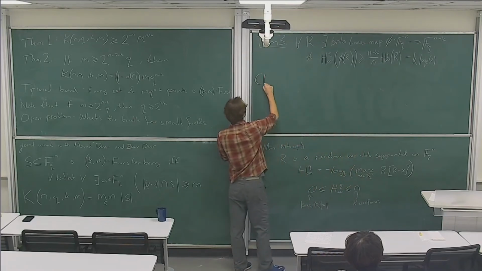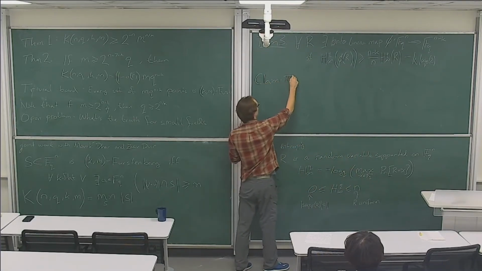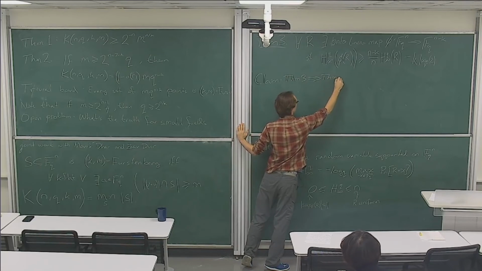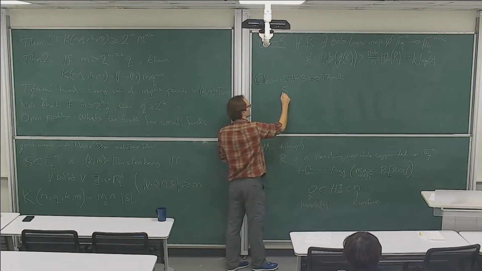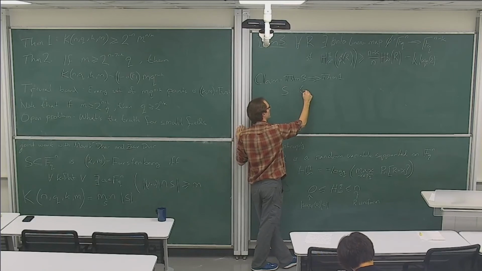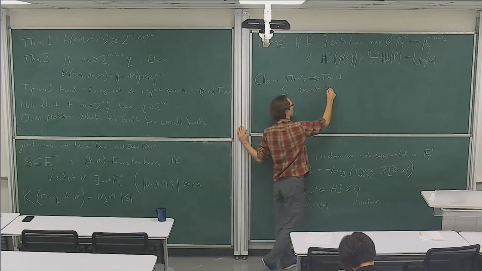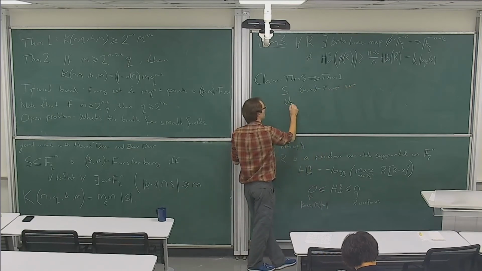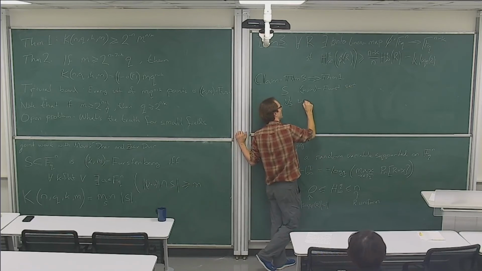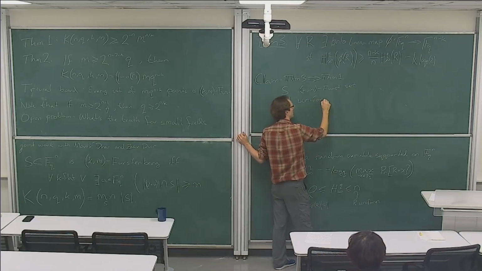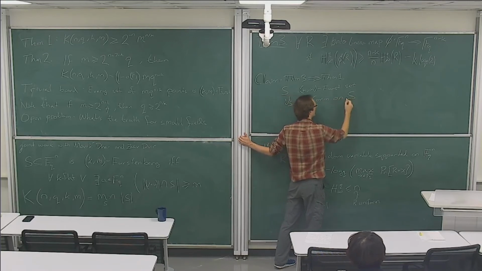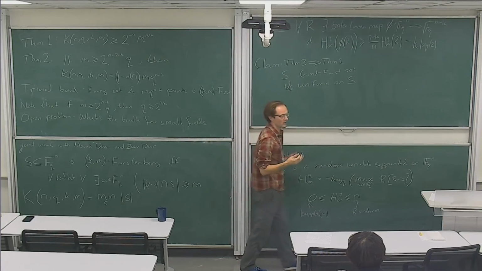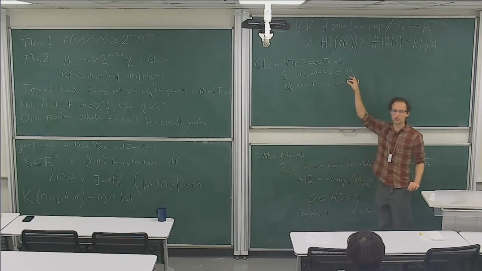So the claim is that theorem 3 implies theorem 1. So let's let S be a K Furstenberg set. Let U sub S be the uniform distribution on S. So what does the fact that S is a Furstenberg set tell us?